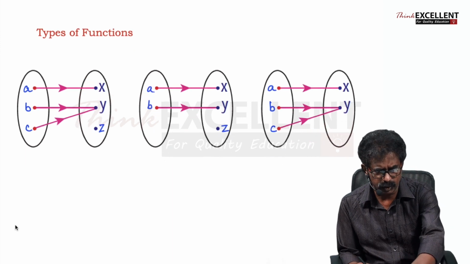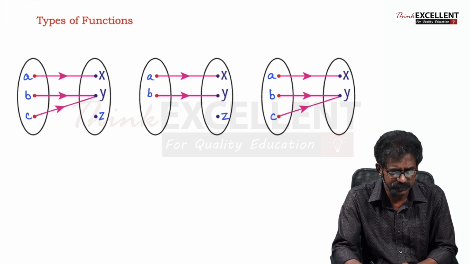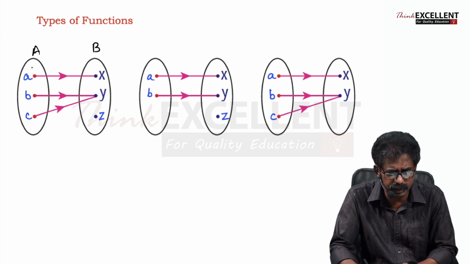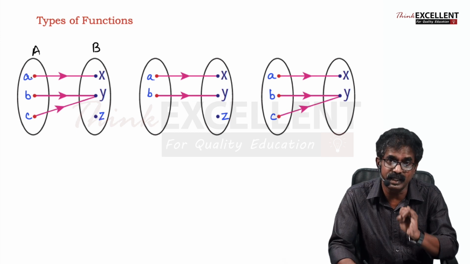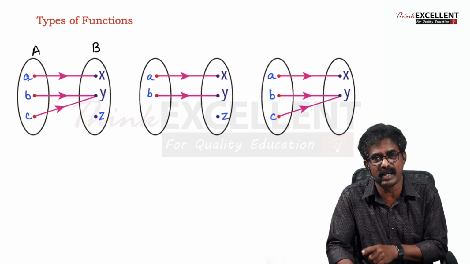Okay, listen. Here one function is given. First you check, is it a function? A is the domain, B is the codomain. In the first diagram, every element of A, what are the elements of A? A, B, C. Every element has an image, right? So the first condition is satisfied. Every element of the domain must have an image, and it must have only one image.